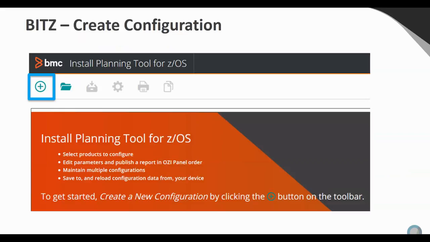When you first enter BITS, you'll see a display like this. In the upper left-hand corner, note there's a plus sign with a circle around it. This is the Create a New Configuration button. If we click that, we'll begin to enter the dialog to select our products.